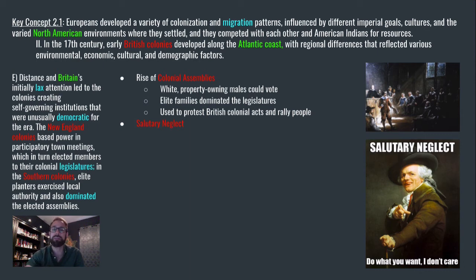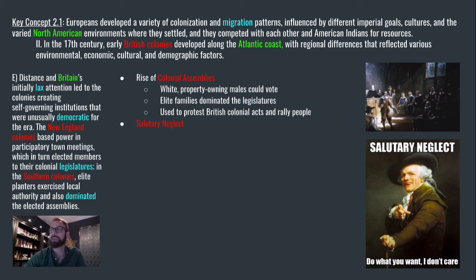Okay, and that's what's meant by lax attention in the description to the left. Salutary means good. In most languages there's some form of salute, like a toast or a greeting saying, hello, salutations. We even have that in English. So salutary means a good thing. Neglect means that it's being ignored. So many colonists viewed Britain's lax attention as actually a good thing because they got to run the show themselves.